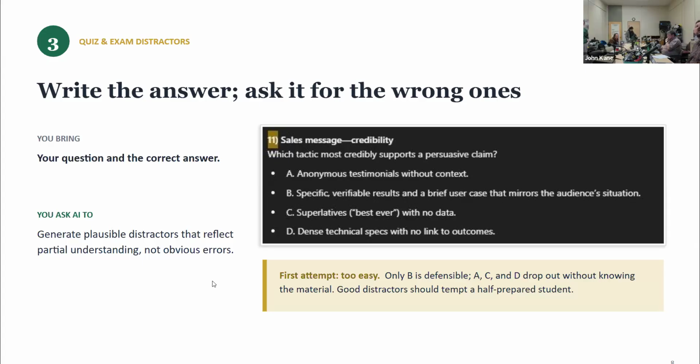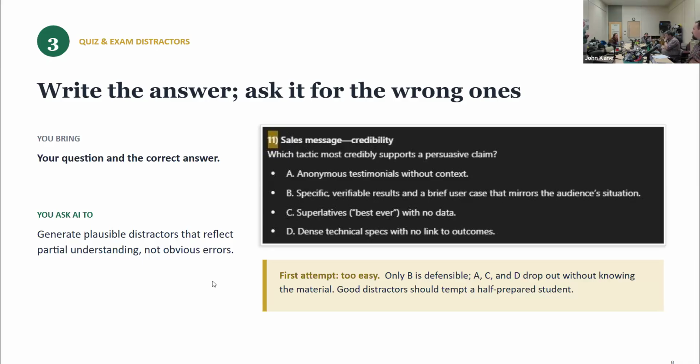So the question was, which tactic most credibly supports a persuasive claim? Option B is really obviously correct because it's the longest one and it's the only one without negative connotations built into the answer. So it's right from the beginning. You might not have read a single page of the textbook and you would know the answer is B: specific, verifiable, mirrors the audience's situation. There's all these positive things in it.